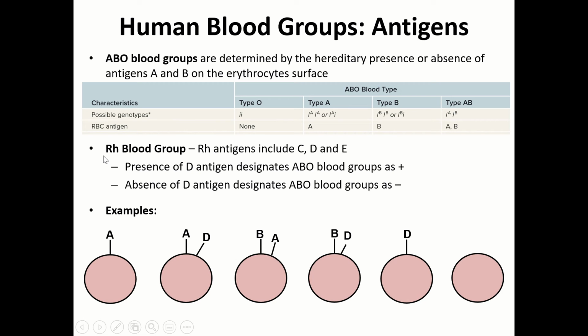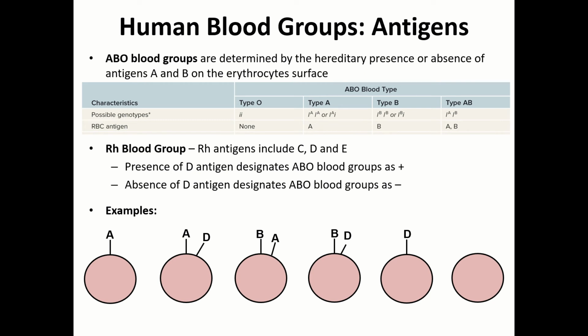And that's going to be the Rh blood group. And so this is going to include a number of antigens, C, D, and E, but we specifically look at D since it's the most important in terms of transfusions. And so what we see here is the presence of a D antigen on the surface of an erythrocyte can designate this ABO blood group as positive. So you may have heard of a blood being a positive or a negative blood type, and positive indicates that D antigen is present. An absence of it indicates that blood group is going to be negative.